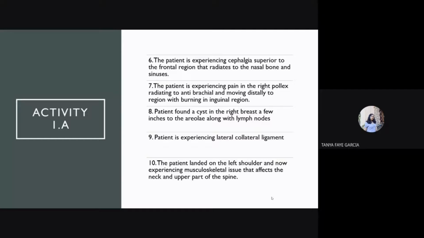9. Patient has a cut on the left leg that starts at the outside of the knee, moves over the outside of the thigh, and ends at the left hip bone. Patient experiencing lateral collateral ligament.